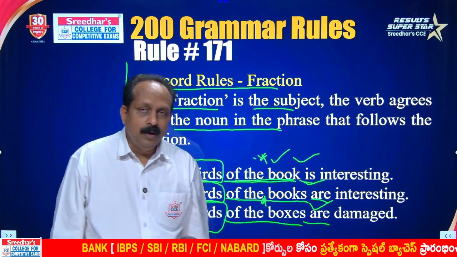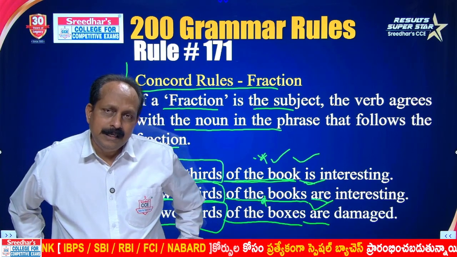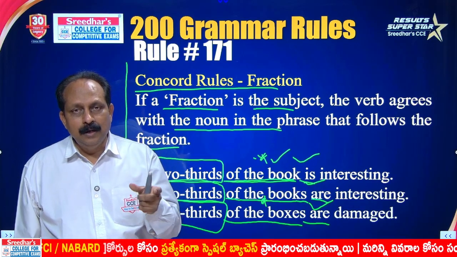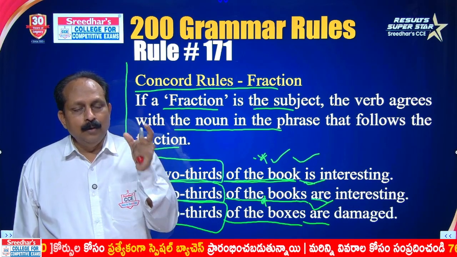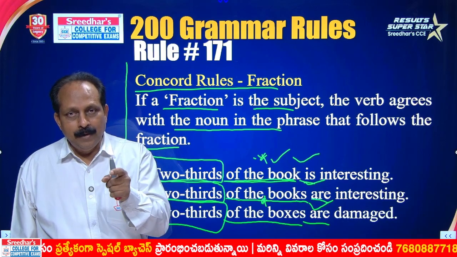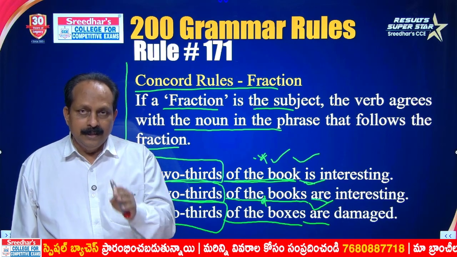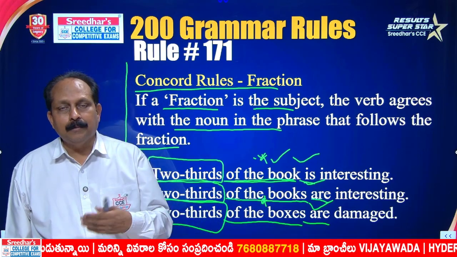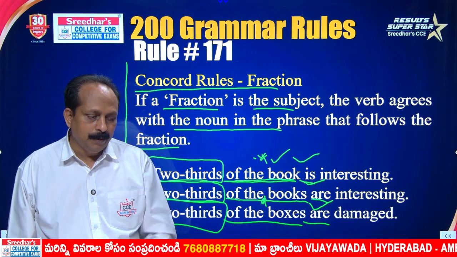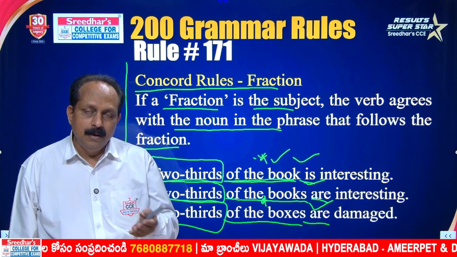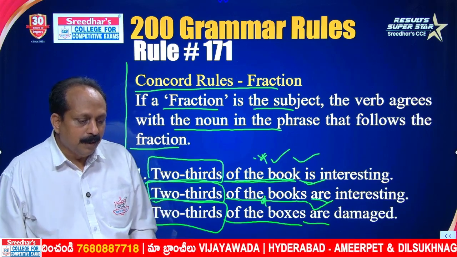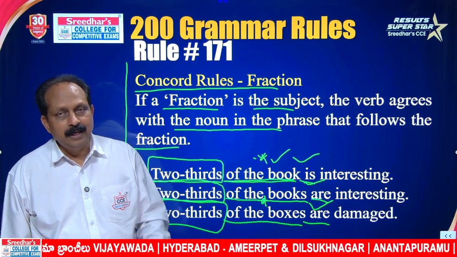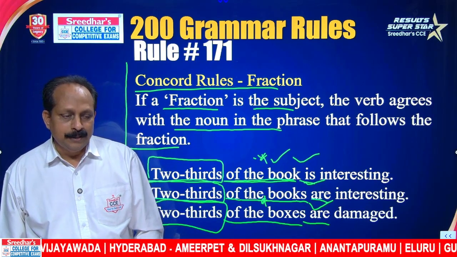When you listen to a rule like this, it seems very easy because fraction, subject, 2/3, and the rule says if in the phrase there is a noun in singular form, we have to use a singular verb. If it is in the plural form, we have to use a plural verb. Very simple. Book is interesting, books are interesting. But let me tell you, in 2018, based on the same rule, SBI gave a question.